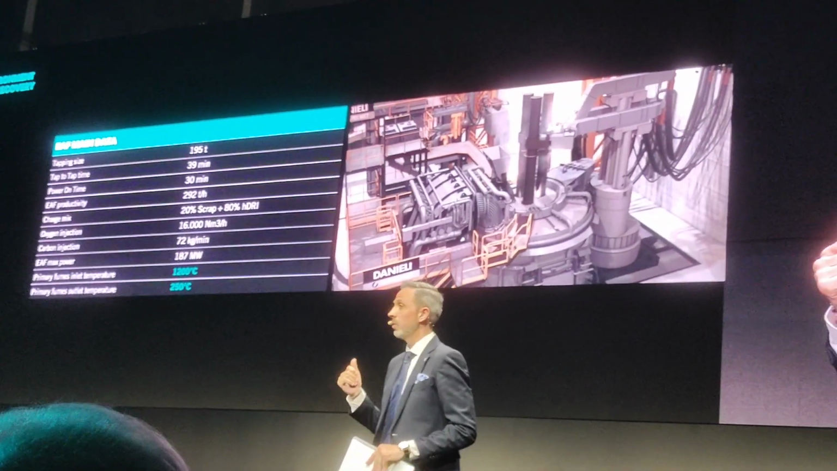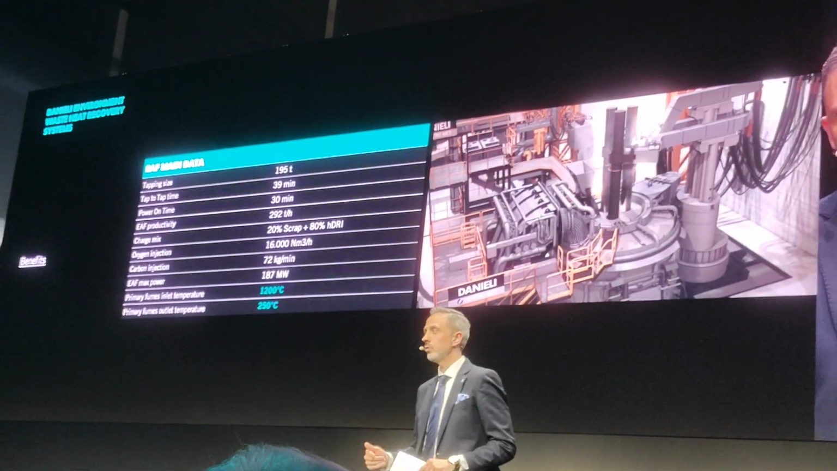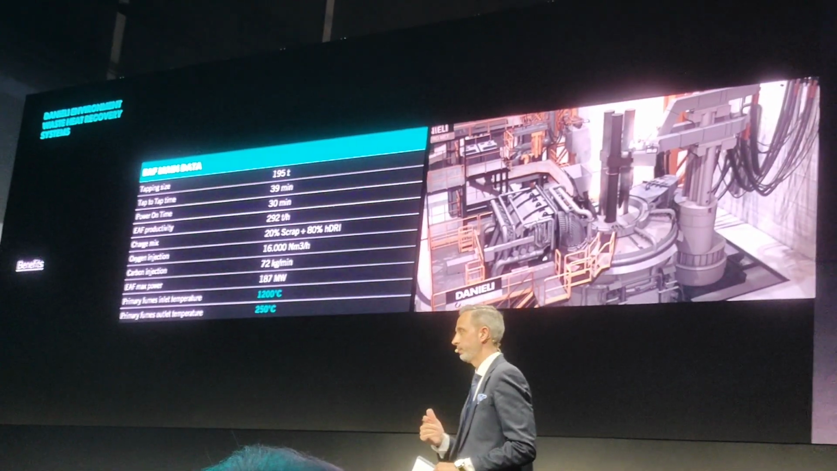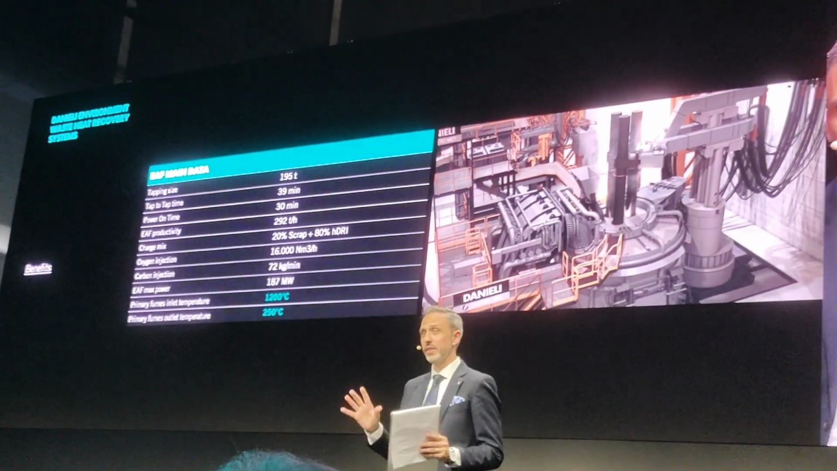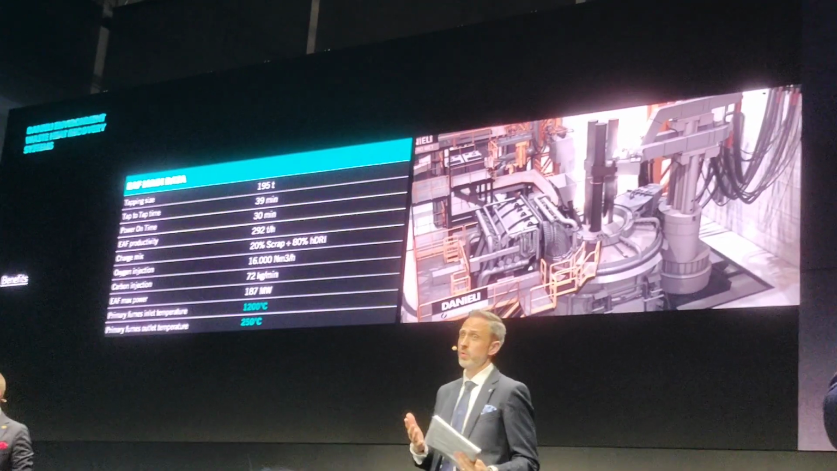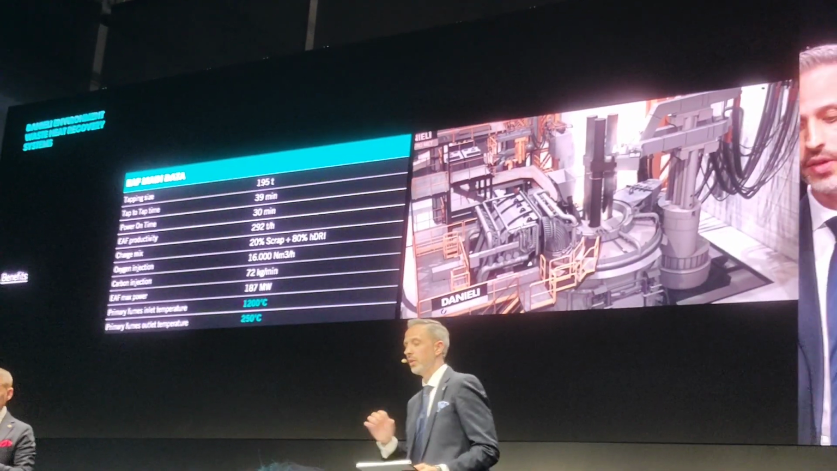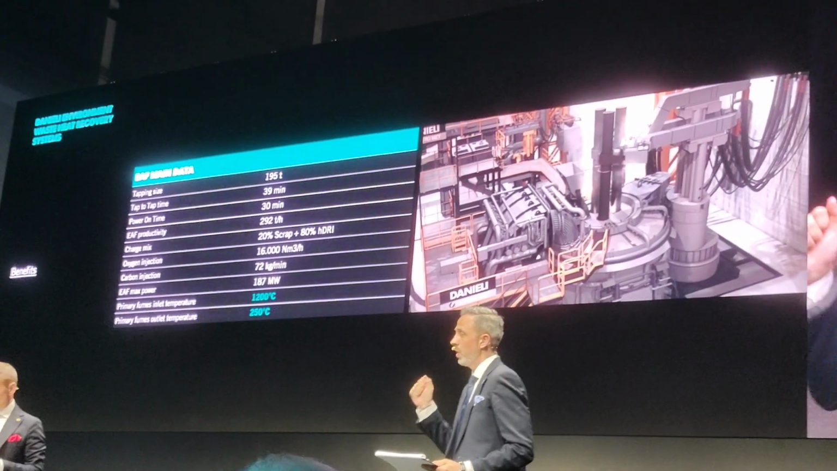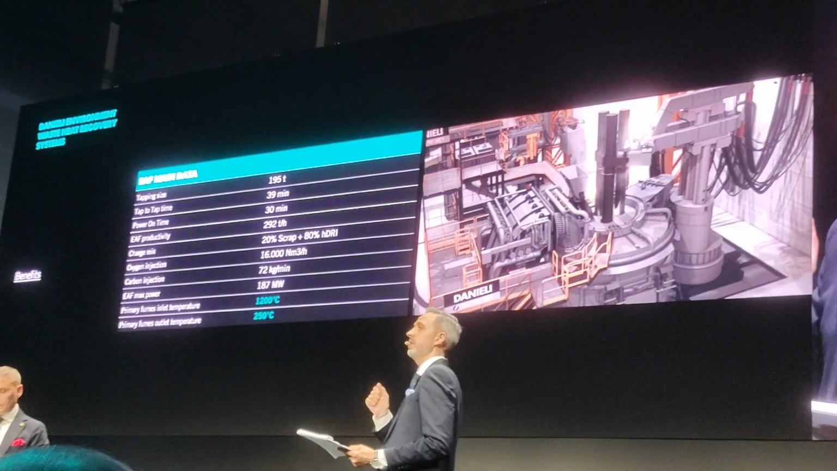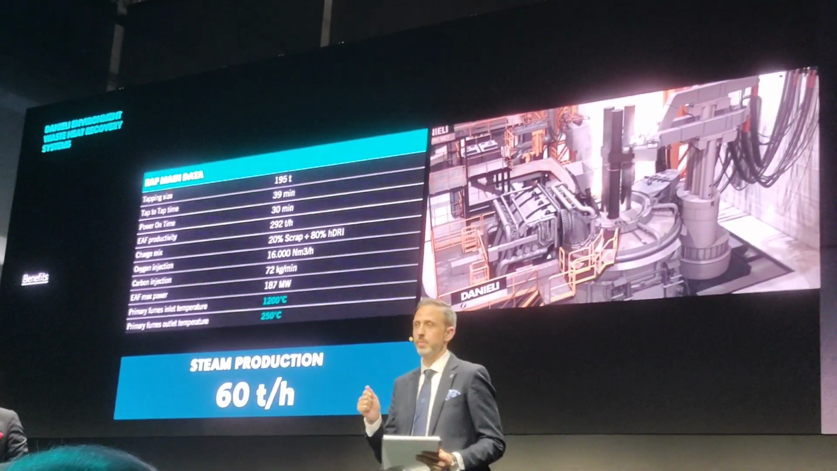As you can see, we are going from 1200 degrees down to 250 degrees. It's quite intuitive that the configuration we have adopted here is the one that maximizes the energy recovery. So we are recovering the energy from the cooled part and the heat recovery boiler. Well, with Danieli Q-Steam system, we can produce 60 tons per hour of steam.